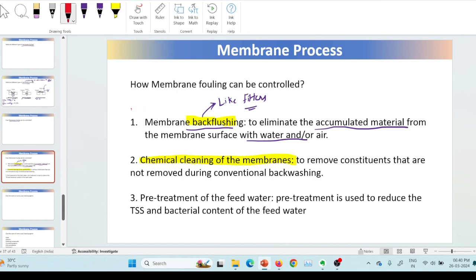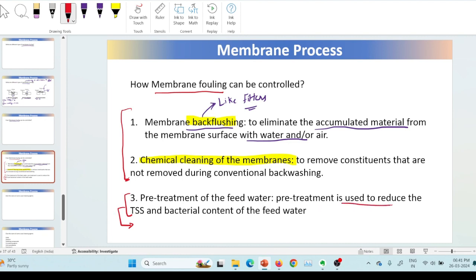So initially two are cleaning mechanisms for when the membrane is clogged, when membrane fouling is done. The third one is a kind of preventive measure, like how we can control the membrane fouling. They are saying we need pre-treatment of the feed water. If we pre-treat the feed water, we can, up to some extent, prevent the membrane fouling. So it's a preventive measure.